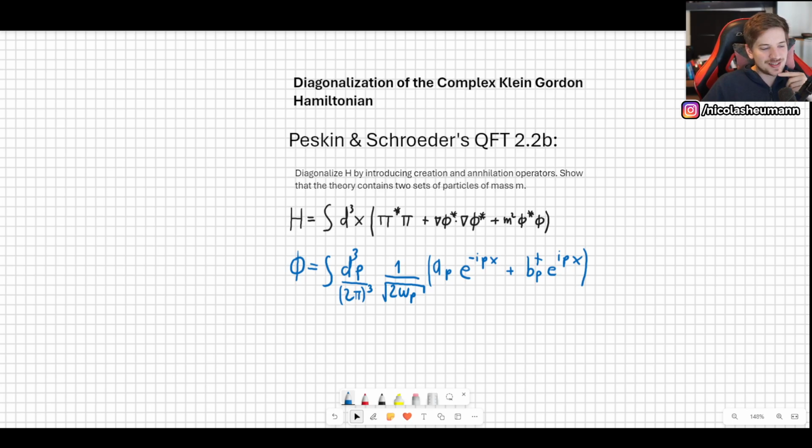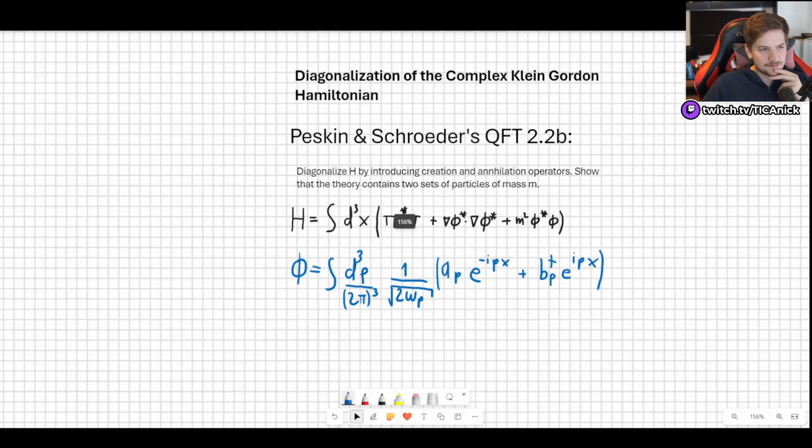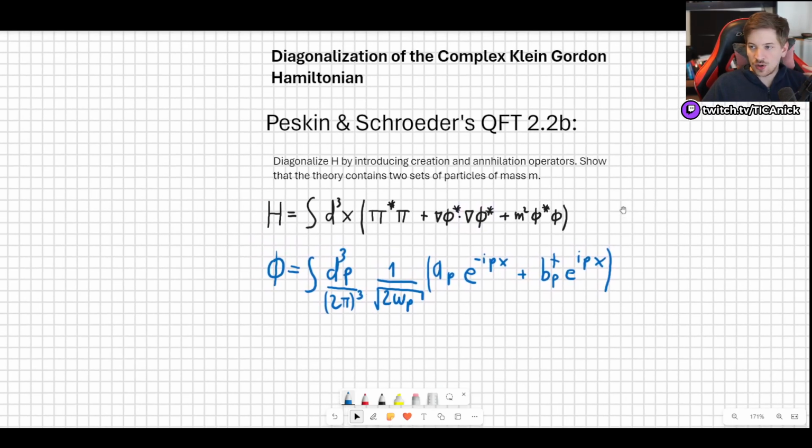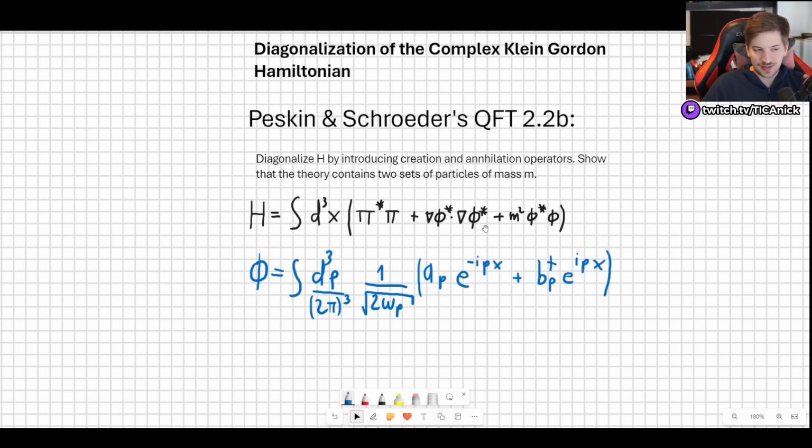So the problem is the following. It says, diagonalize the Hamiltonian by introducing creation and annihilation operators, and then show that the theory contains two sets of particles of mass m, okay? The Hamiltonian for the complex Klein-Gordon field we have already found previously, and it is right there.